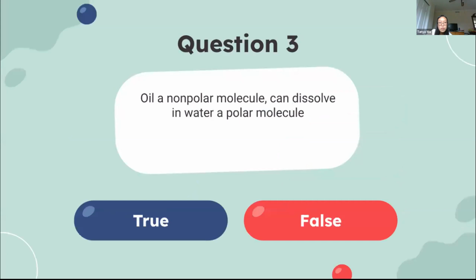Okay, this one is false, because like dissolves like, which is really important. So oil cannot dissolve in water because they don't have the same polarity: non-polar dissolves non-polar, polar dissolves polar.